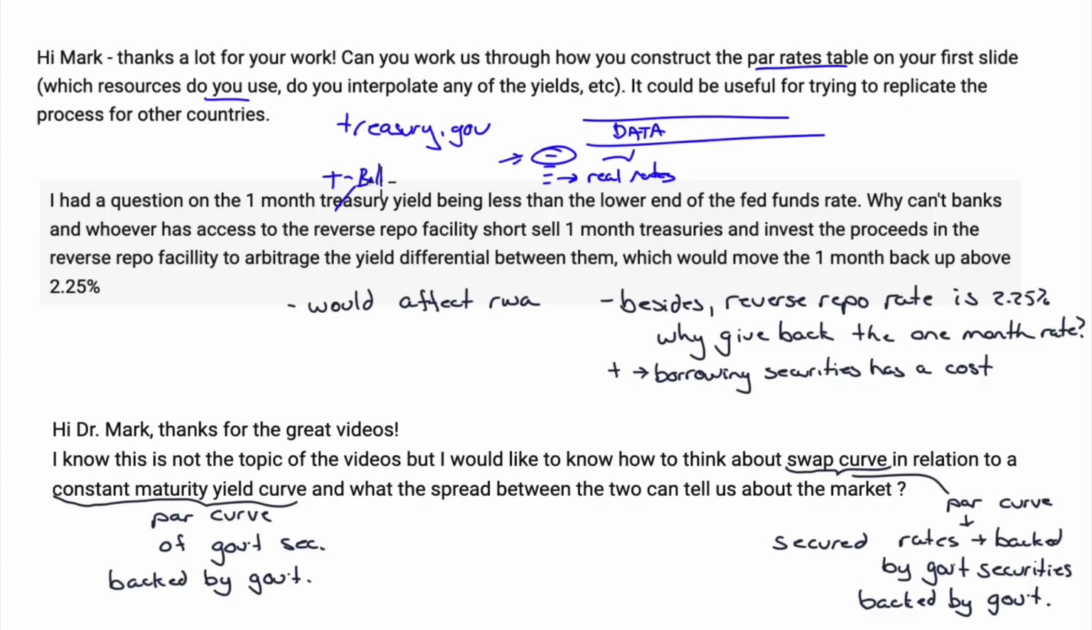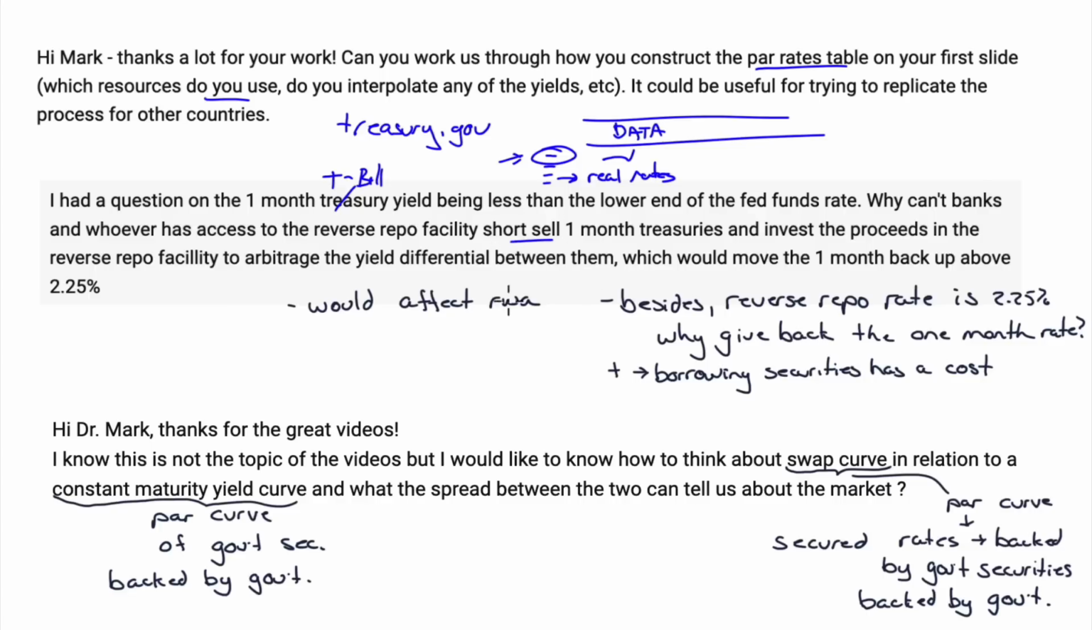Well, you're not actually investing the proceeds in the reverse repo. In the reverse repo, you're buying a security from the Fed and agreeing to sell it back to the Fed the next day, and the Fed will pay you 2.25%. So you're not actually getting funds. You're getting a security from the Fed, and you're lending the Fed money. So your money is going to the Fed.